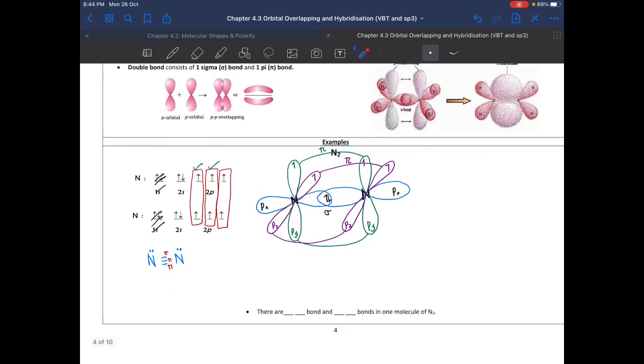Oh, there is a blank, we need to fill in the blanks. There are 1 sigma bond and there are 2 pi bonds in 1 molecule of nitrogen. Okay, so settled.